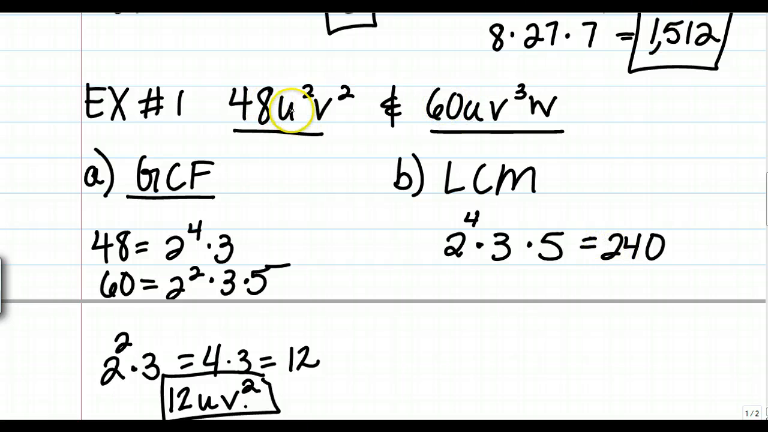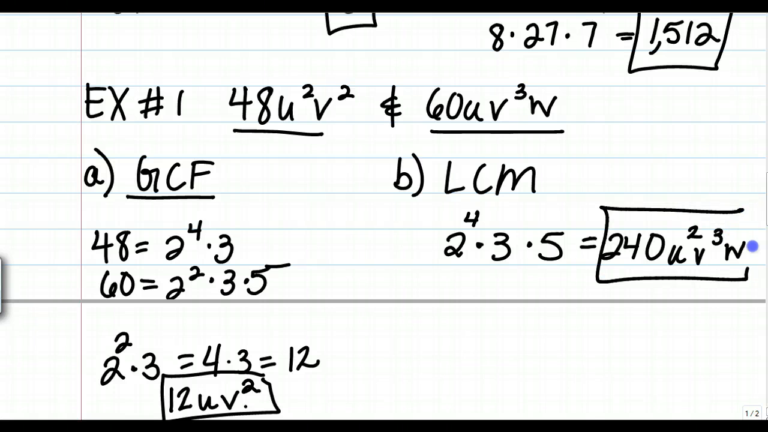So now I'm going to look at my u squared and my u. You take the biggest power, so I'm going to take a u squared, that's the biggest. Out of my v's, v to the 3rd is the biggest. And you have to take the w because you're taking one of each. So this is your final answer.